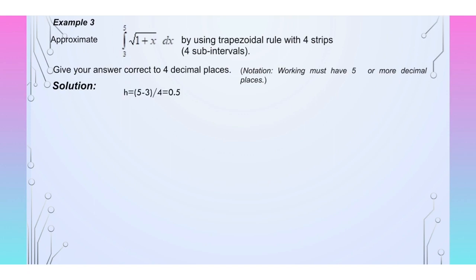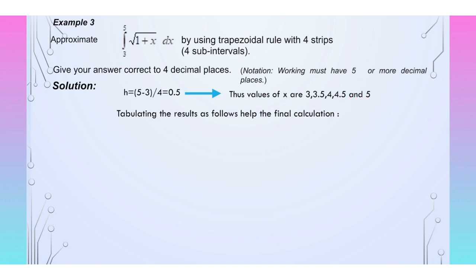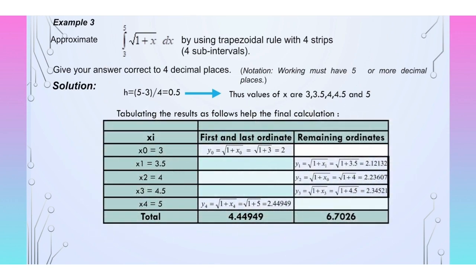Solution. We go to find h. So 5 minus 3 over 4, for the 4 strips. We have 0.5. So therefore, the values of x are 3, 3.5, 4, 4.5, and 5. And then tabulating the results as follows helps the final calculation. So we have this table.